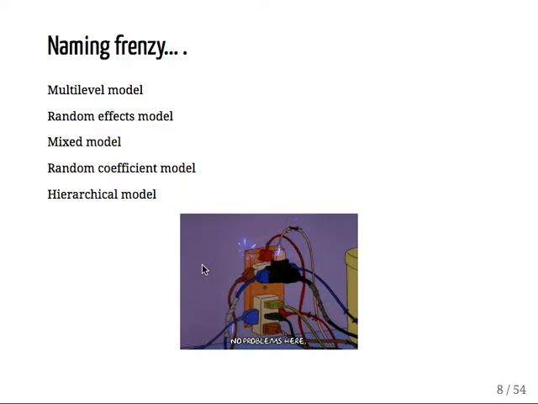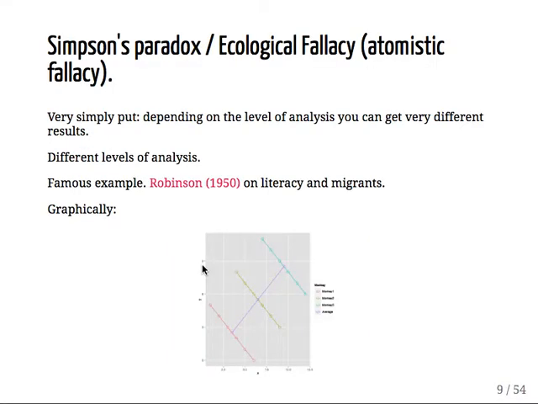You'll come across multi-level models, random coefficient models, mixed models to say that there's a between and a within component, for example. Random effects models, hierarchical models. So people have used many different names to point to the same thing. And all of these, I think, can broadly be put under the cluster of multi-level models. And so, why is this important? Very simply put, depending on the level of analysis you do, you can get very different results.